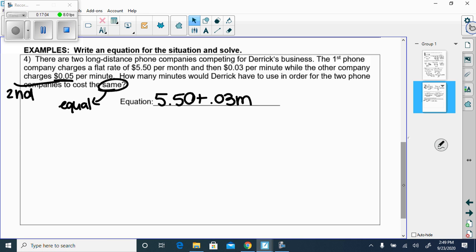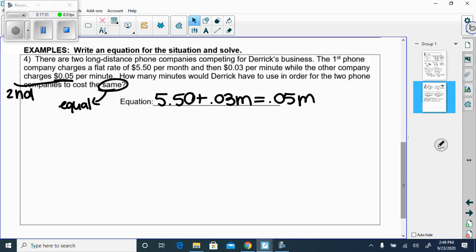All right, and we said we want these two to be equal, correct? So I'm going to put my equal sign. Then I'm going to put my information for company 2 on the other side. Did it say that the second company charged a flat rate? No. So no flat rate. They just charge 5 cents per minute. So we also need a variable there, right?